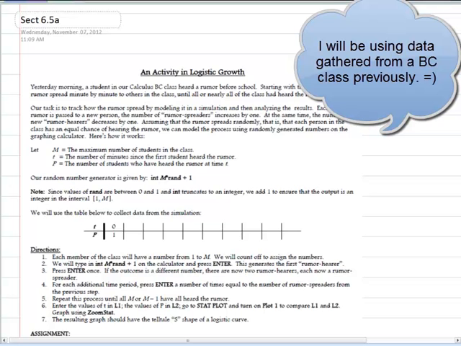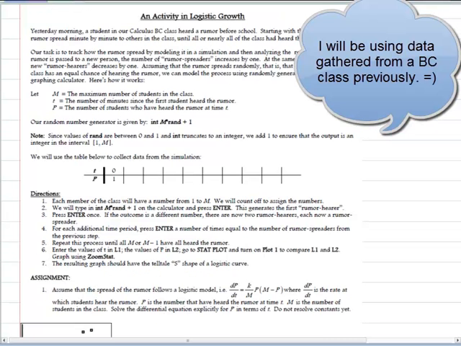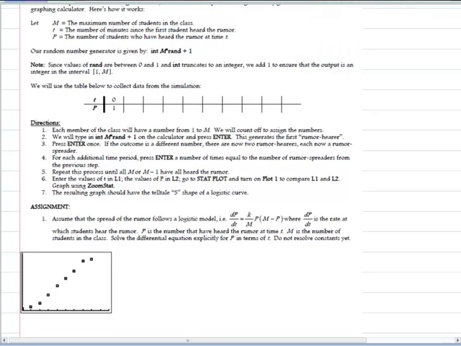All right, we are going to complete our activity in logistic growth. We gathered data to figure out how many people have heard the rumor in a given amount of time. So I'm going to fill in this chart with the number of people that have heard the rumor at that given time. And I'm going to go ahead and fill in at 9 that the last person had heard the rumor.